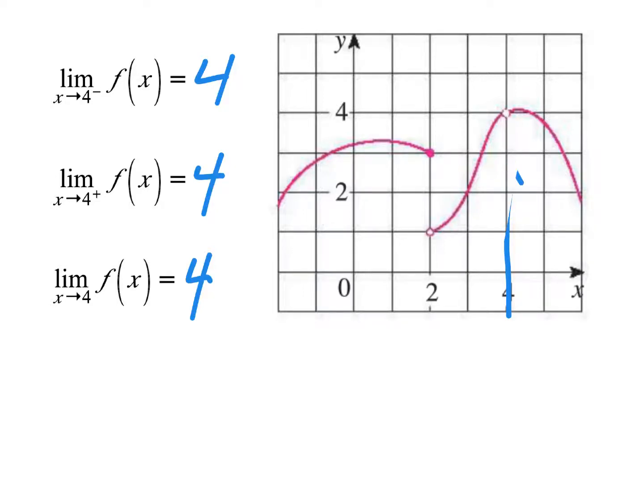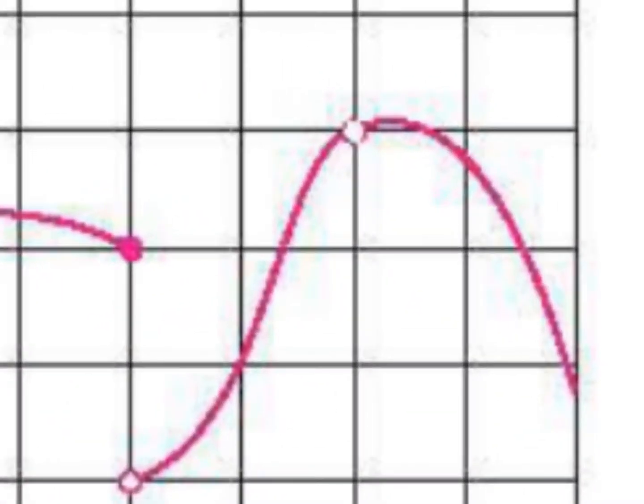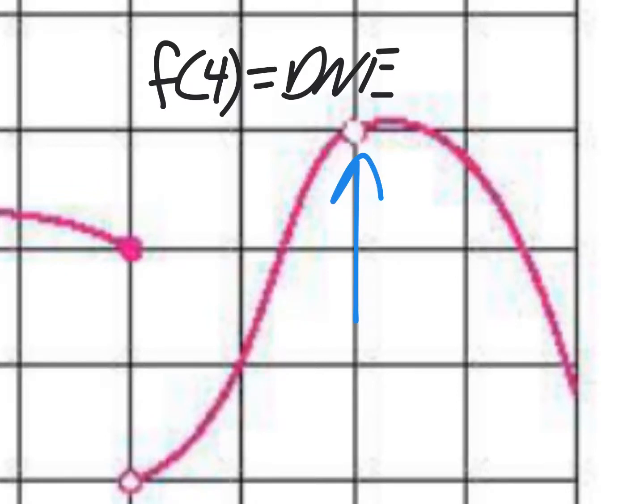Now, what makes this question a little bit different though and brings up some interesting questions is, what about that open circle, right? Because this open circle here, what is it telling us? Well, what if I had asked the question, what is f of 4? f of 4 is nothing. There is no f of 4. It does not exist. But the limit is different from saying what is the value. The limit is saying what is it approaching as we get closer and closer to it.